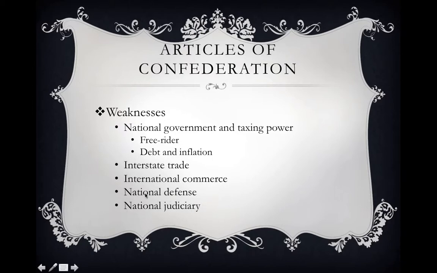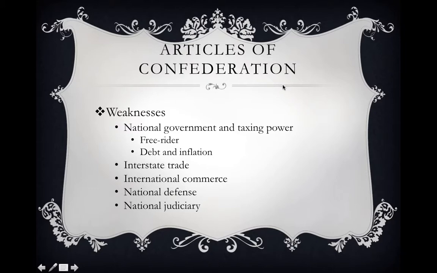Also, the fact there was a lack of a national judiciary. Basically, the importance of this is that if there were legal disputes between individuals in different states, the outcome would vary by where that trial was actually held. If a New Jersey person was upset with a merchant in Pennsylvania, if he sued them in New Jersey court, they would likely win. If they tried to sue them in Pennsylvania court, they would likely lose because the judiciary generally sided with individuals within their own state. So there was no uniformity of rules going across different states.